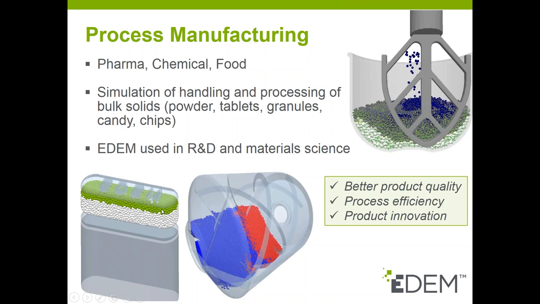For example, on the left here, we're looking at creating tablets using plastic deformation of the material and cohesion. In the image in the middle, we're looking at a batch process where we're mixing two different material types and can investigate the mixing efficiency and also the forces on the material during the mixing process. And in the top right, there's more of an R&D application, looking at adding in moisture content to the material and looking at how that moisture content is transferred between different materials during the process.